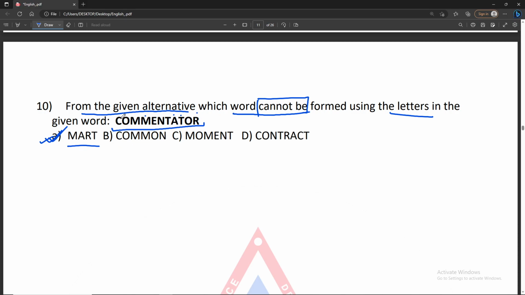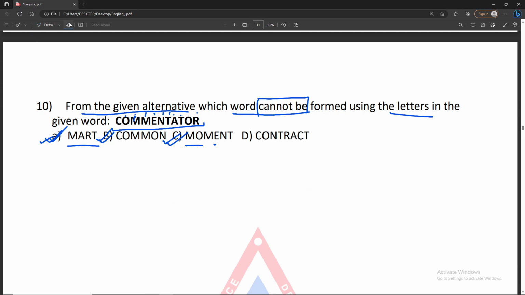Then we have common, C-O. We can see C-O, M-M, O-N. We can see common can also be written using these letters. Then we have moment, M, O. Again we have M because double M. Then E. We have N and T. So moment can also be written.